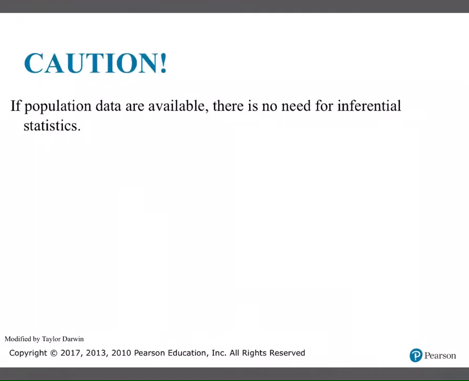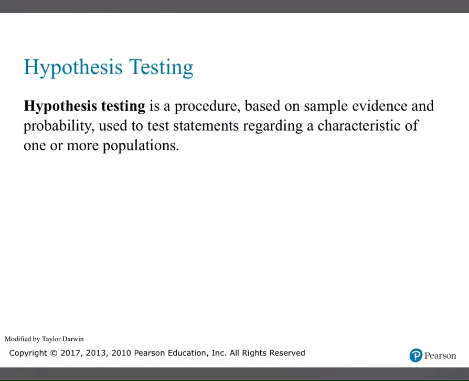If population data are available, there's no need for inferential statistics. The stuff that we did in Chapter 9, we inferenced. Say we found a statistic and we created a confidence interval based on that statistic because we said we think the population's somewhere between here and here. But in Chapter 10, we're going to be given the population, and if we're given the population, we don't need to find statistics, because the whole point of statistics is to figure out what the population is. If we have the population, then we're good.